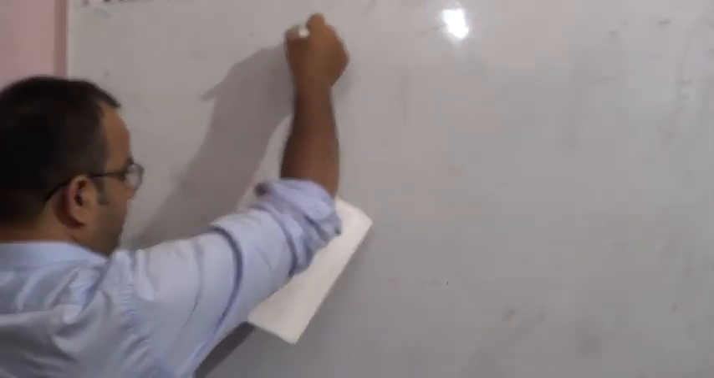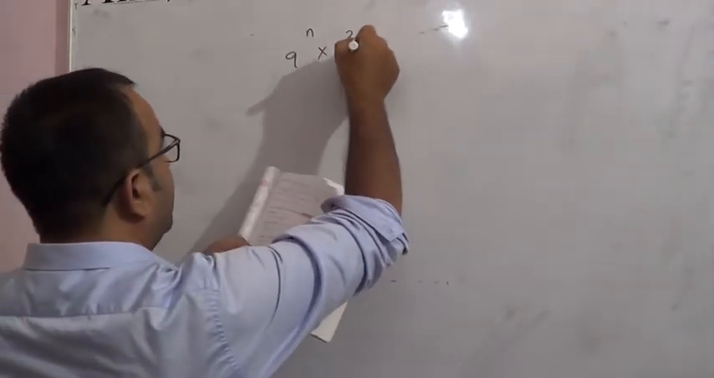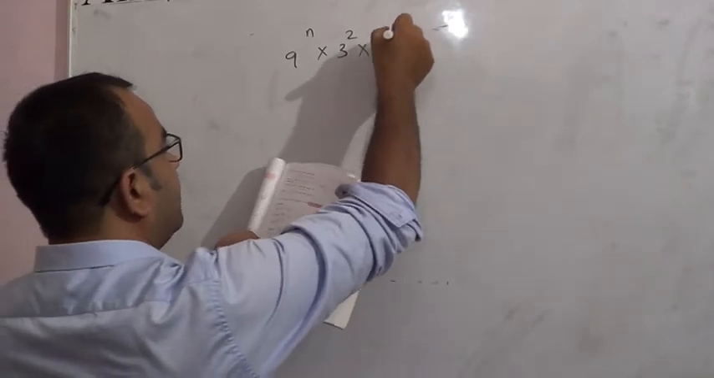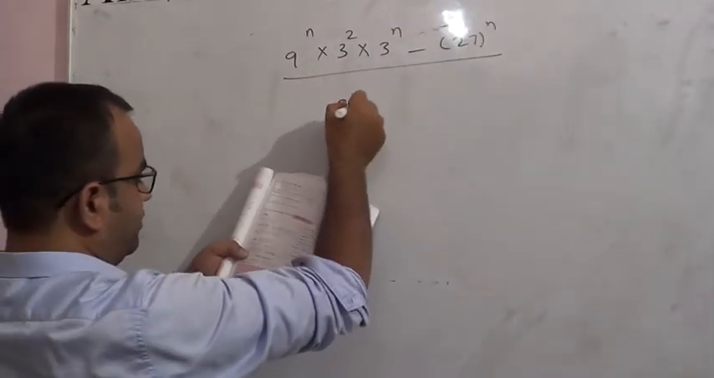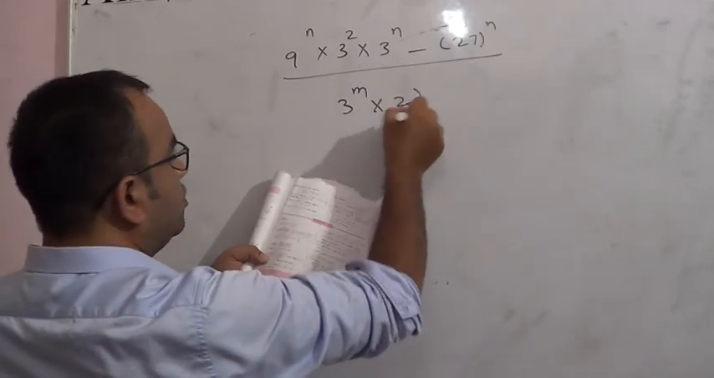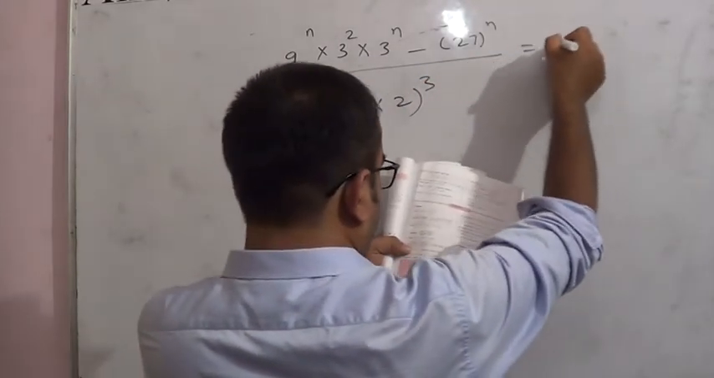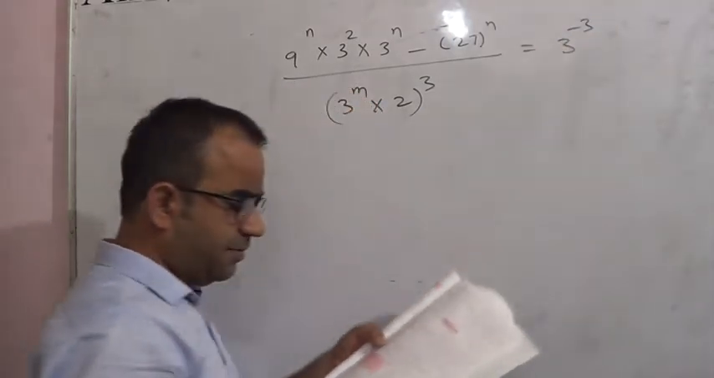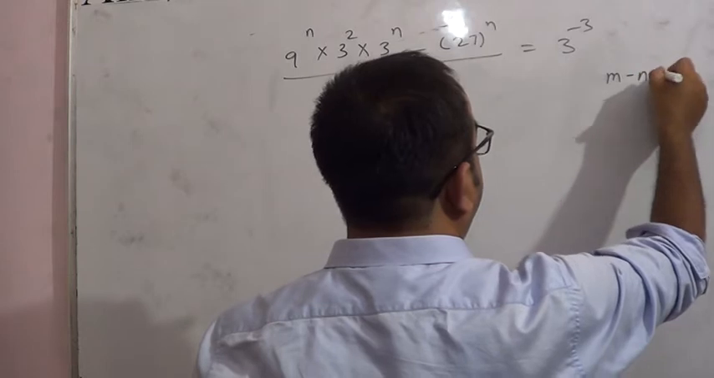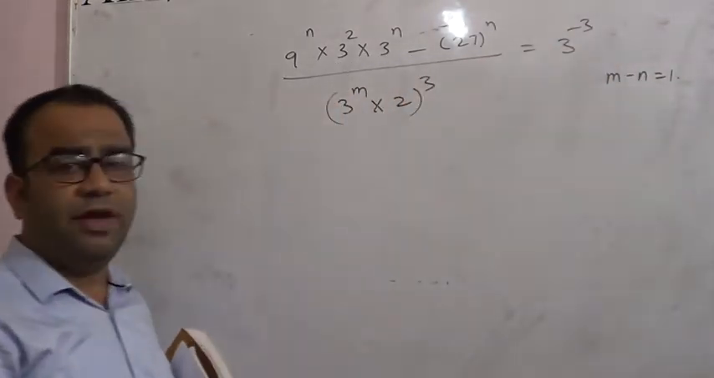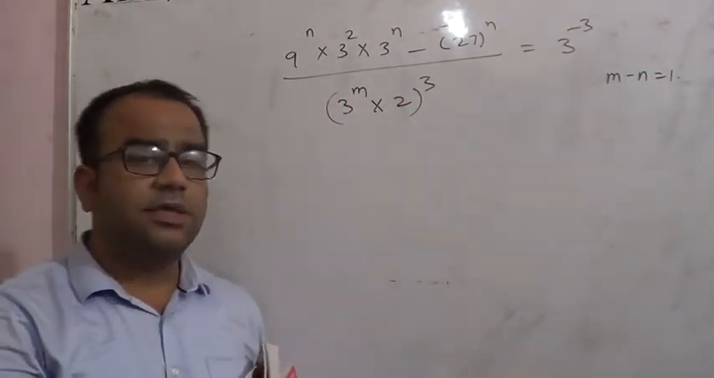Now I will take question number 7. This is 9 to the power n multiplied by 3 to the power 2 multiplied by 3 to the power n, minus 27 to the power n, divided by 3 to the power m into 2, whole power 3, equals 3 to the power minus 3. We have to prove that m minus n is equal to 1.